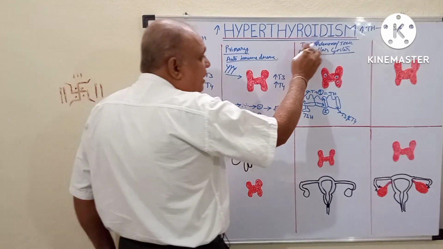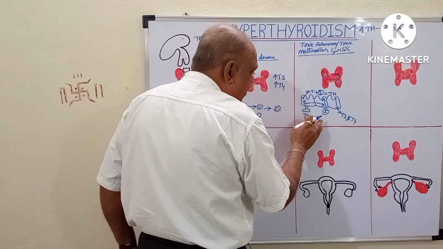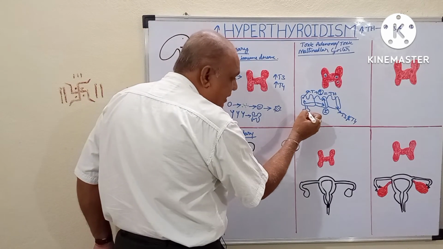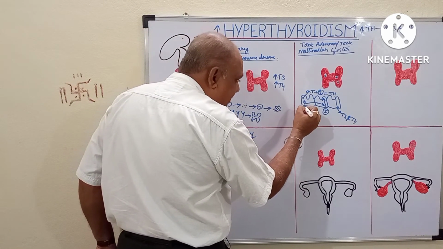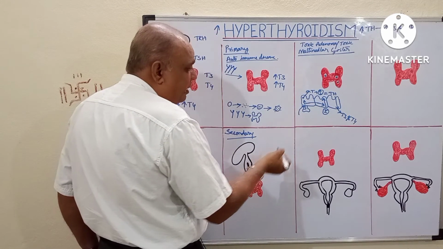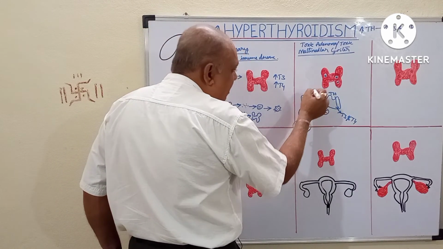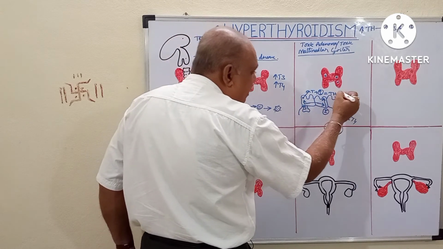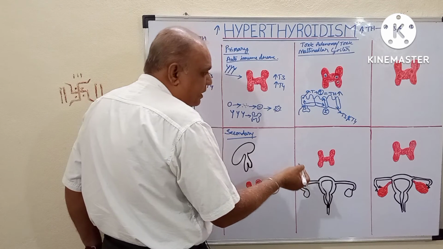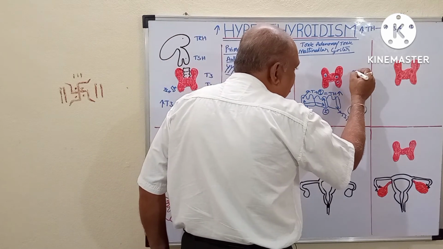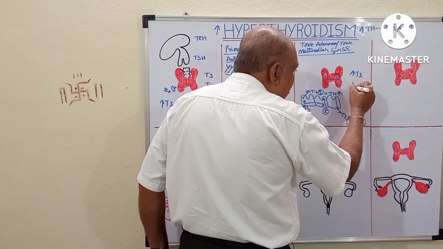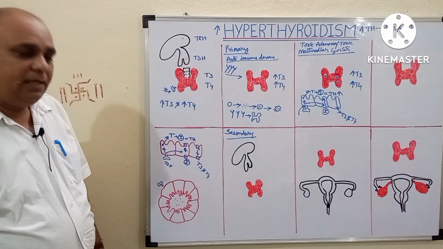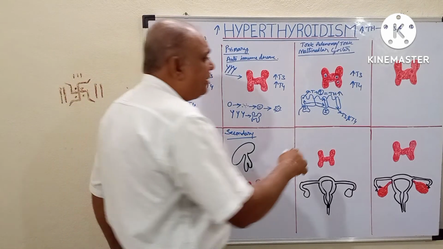But in toxic adenoma or toxic multinodular goiter, without thyroid stimulating hormone, the thyroid receptors get mutated and stimulate thyroglobulin as well as iodine, which gives rise to thyroid hormone formation that leads to increased T3 and T4, which is hyperthyroidism.